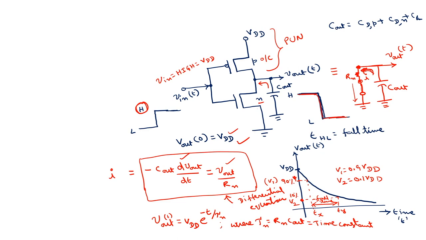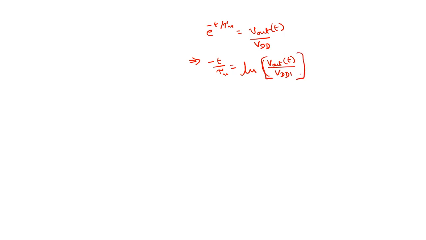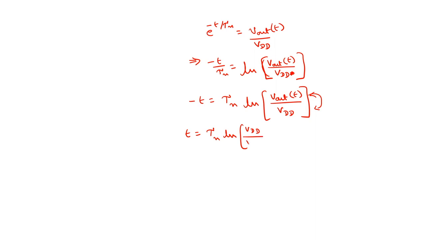In order to derive the expression, e to the power of minus t by tau n is equal to V out by VDD, or minus t by tau n is equal to logarithm of V out of t by VDD, or minus t is equal to tau n times logarithm of V out of t by VDD. If we take t, then we reverse this: t is tau n times logarithm of VDD by V out of t.